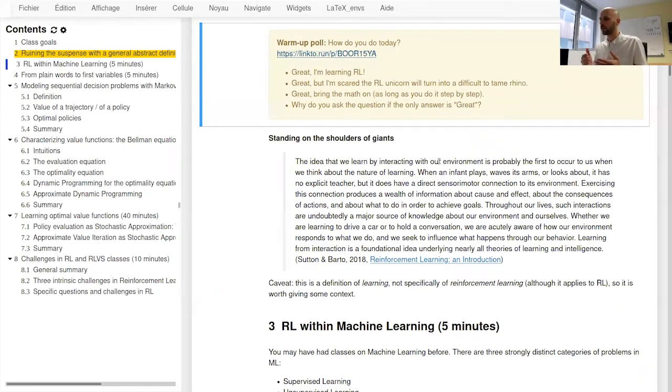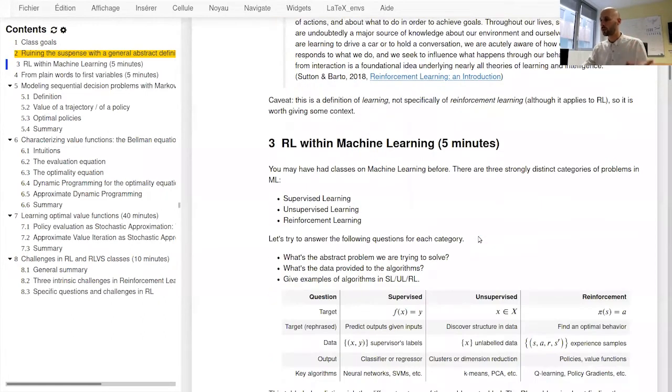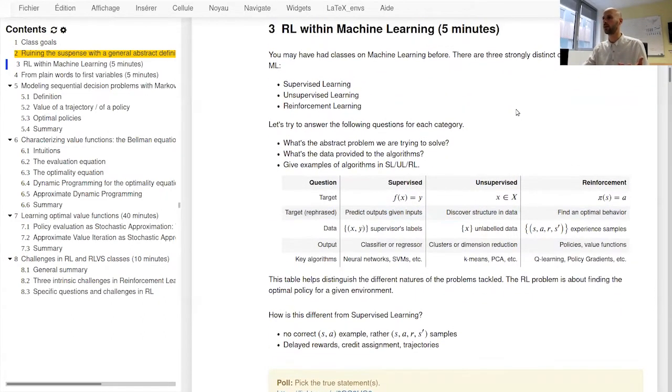So now it is worth giving some context around reinforcement learning. Why is it different than other types of learning? Which brings us to situating the question of reinforcement learning within machine learning. You probably have had classes on machine learning before, so you probably know that it is generally accepted that there are three strongly distinct categories of problems in machine learning, namely supervised learning, unsupervised learning, and reinforcement learning. Let's try to distinguish them all very clearly by answering the three following questions.